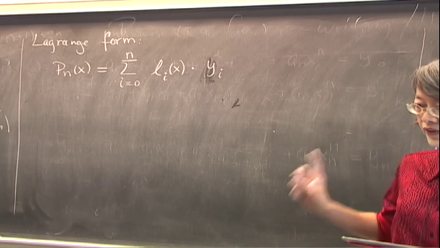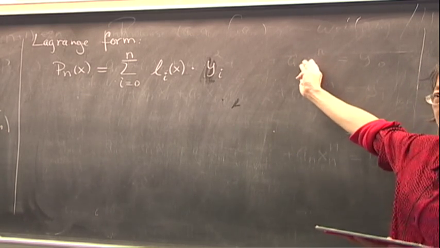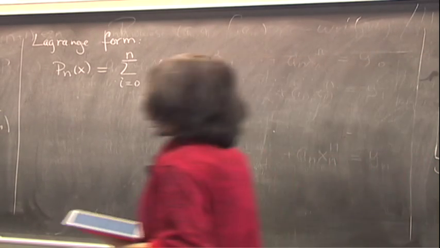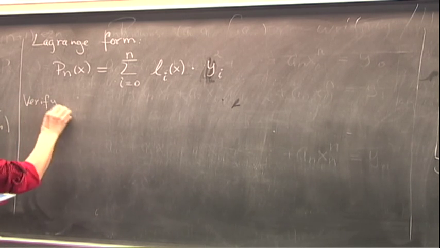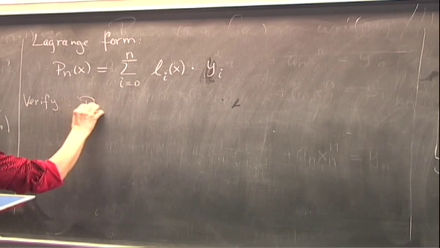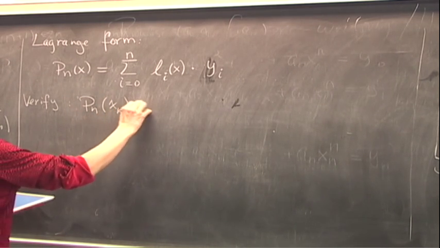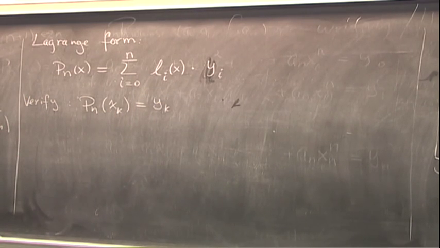Do you believe this function interpolates? It's clearly a polynomial of degree n, right? Because each cardinal function is a polynomial of degree n. So we need to verify that it interpolates. What do we need to verify? That is, Pn, if I put in xk, it shall give me yk. Is that right? For all k from 0 to n, n plus 1 points. Does it do that? So let's see.